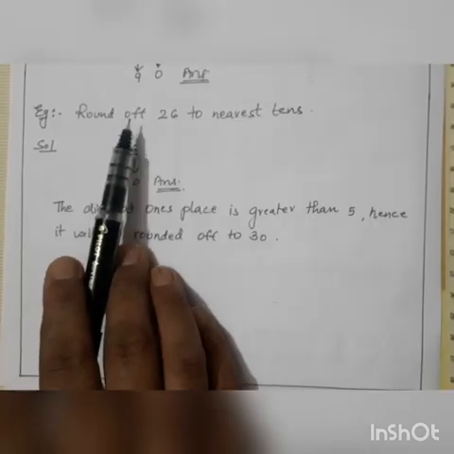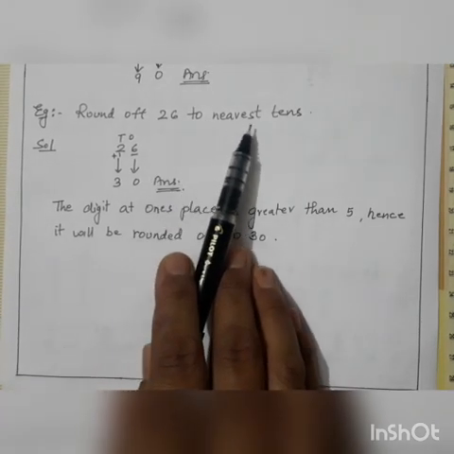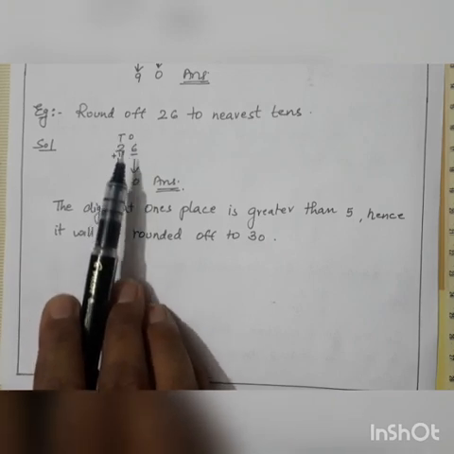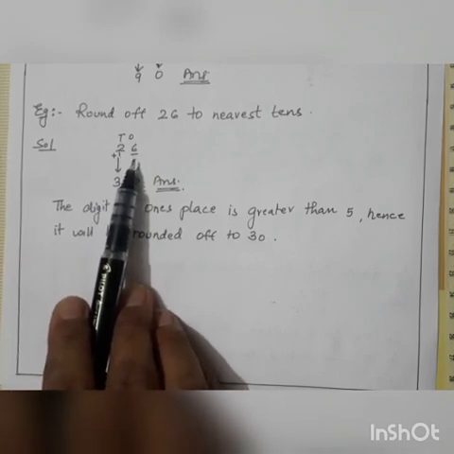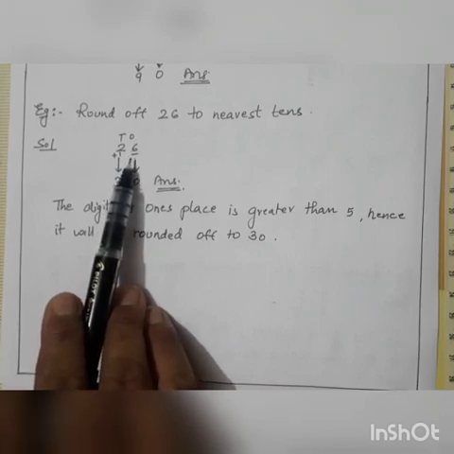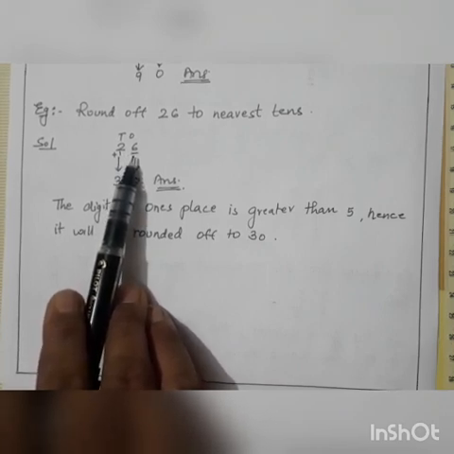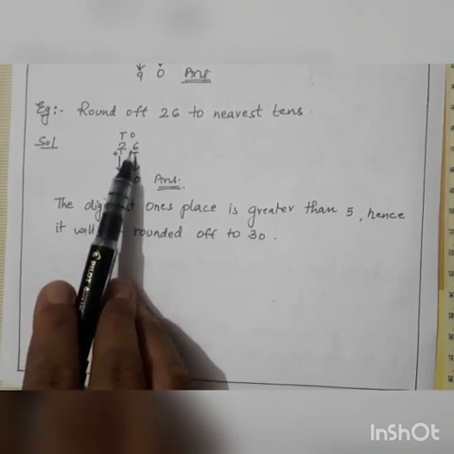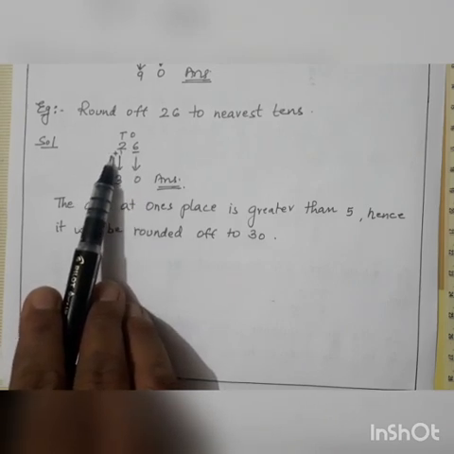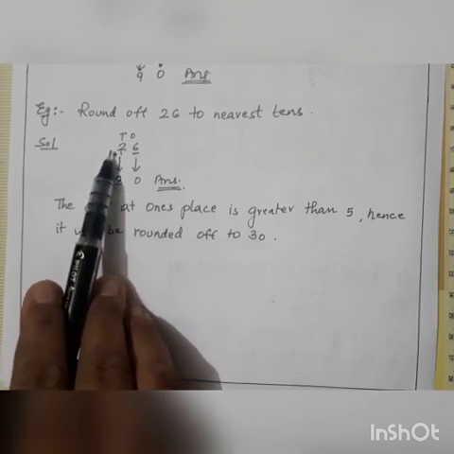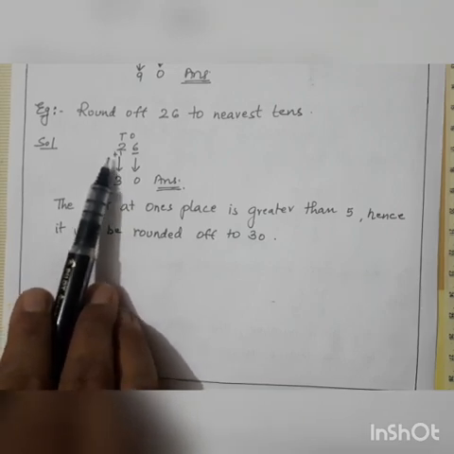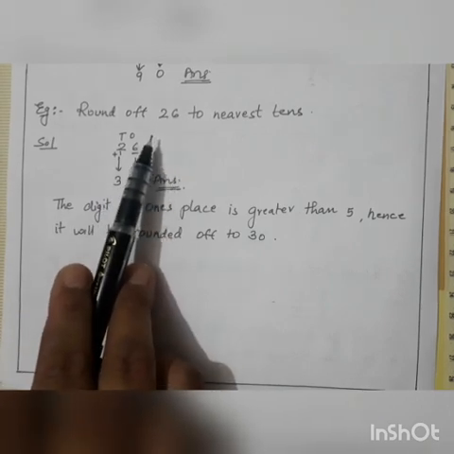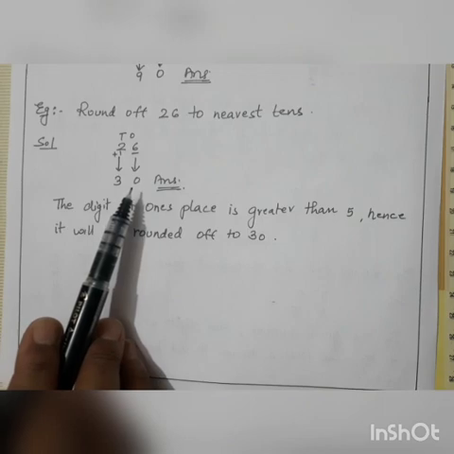Take another example. Round off 26 to the nearest tens. Write the number, write the place values on top, consider the digit at ones place. Here in the number 26, the digit at ones place is 6, that is more than 5. So 6 will be reduced to 0, and since 6 is more than 5, you will add 1 to the digit at the tens place. The digit at the tens place is 2, and 1 added to it gives you 3. So 26 rounded up to the nearest tens becomes 30.